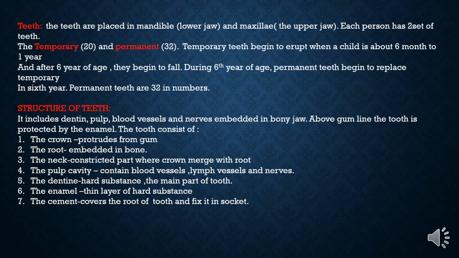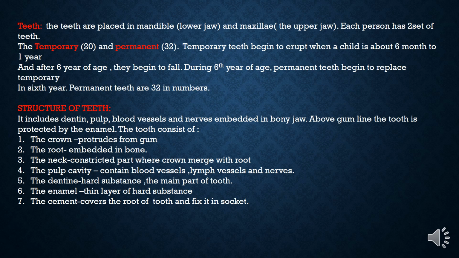Teeth. We all know teeth. How many types of teeth are there? Two types. One is temporary and one is permanent. Where are the teeth placed? In the lower jaw, called the mandible, and the upper jaw, called the maxillae. So teeth are placed in the mandible and maxillae. Mandible is the lower jaw, maxillae is the upper jaw.